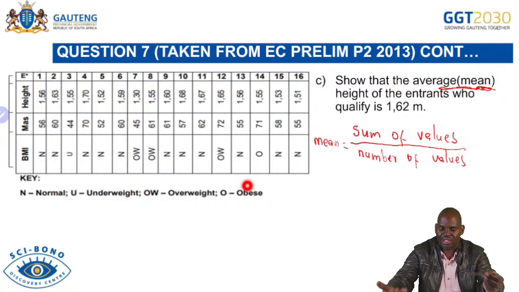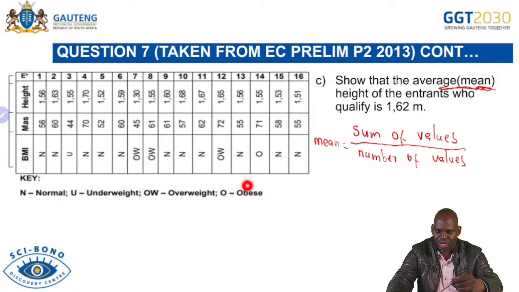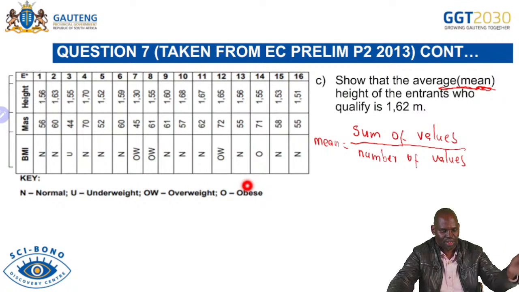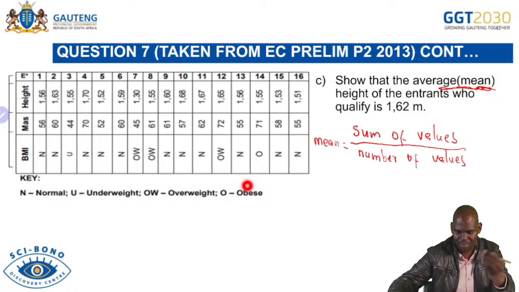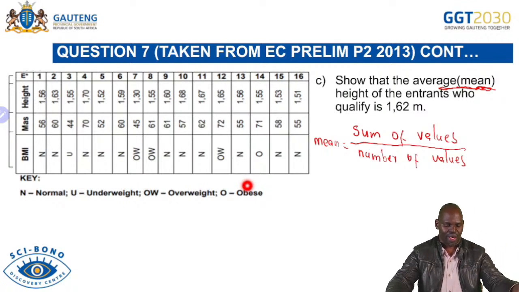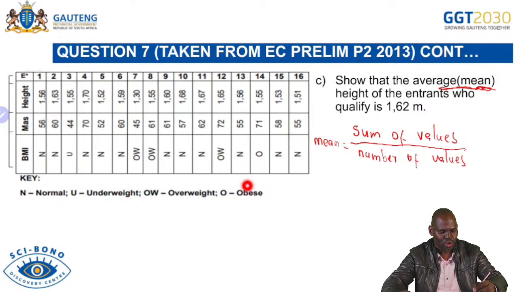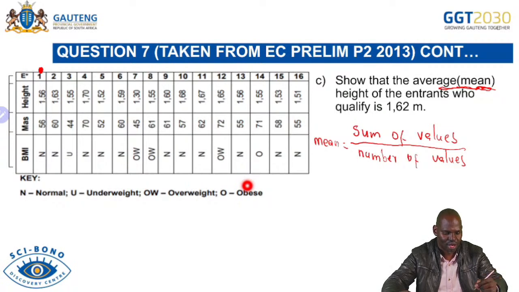Now we need to identify our values. Show that the average height of the entrants who qualify, those who qualify. Now we have to check. Remember in the previous slide, we indicated those who did not qualify, but we can check it again just to be sure. We know that entrant number 1 qualifies, entrant number 2 also qualifies, and then entrant number 3 does not qualify.